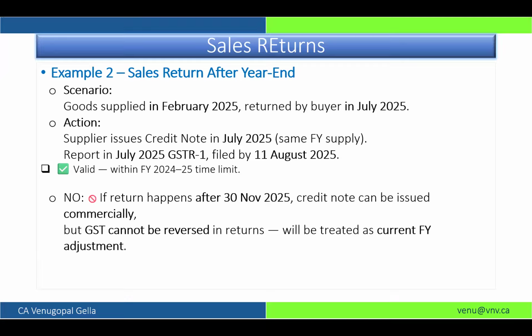But if the return is happening after 30th November, a credit note can be issued, but it would be a commercial credit note. GST cannot be reversed. Like Ashika has mentioned, the date of the credit note itself will be 30th November. So no, I will be reporting later. So could this be a permitted thing? The answer is no. The department would trace that these are the goods returned for a supply made in the financial year 24-25 and the return has happened after 30th November. Hence, you cannot issue a GST credit note. It becomes a commercial credit note.